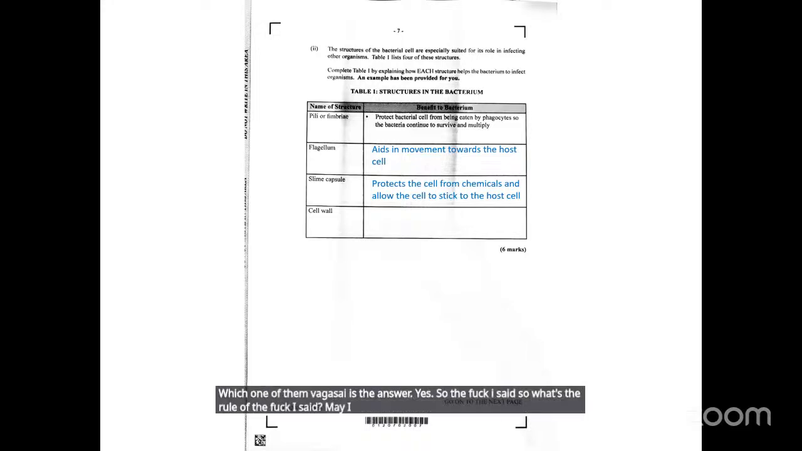Which antibody would the cell wall protect the bacteria from? This is the white blood cell. You're close. Which one of them? Phagocytes. This is the answer. Yes. So the phagocytes. And what's the role of the phagocytes? May I push on? What's the role of the phagocyte?